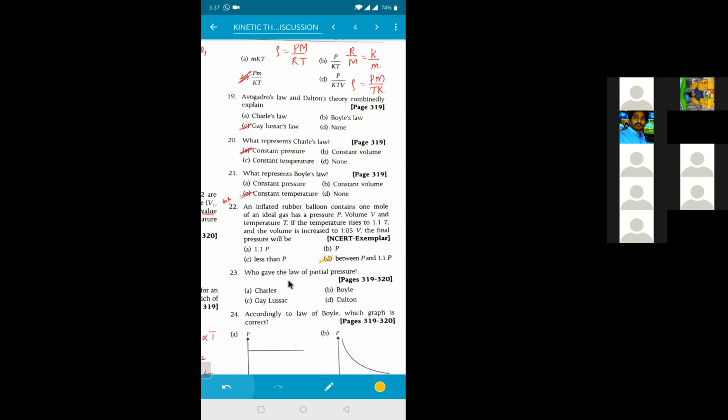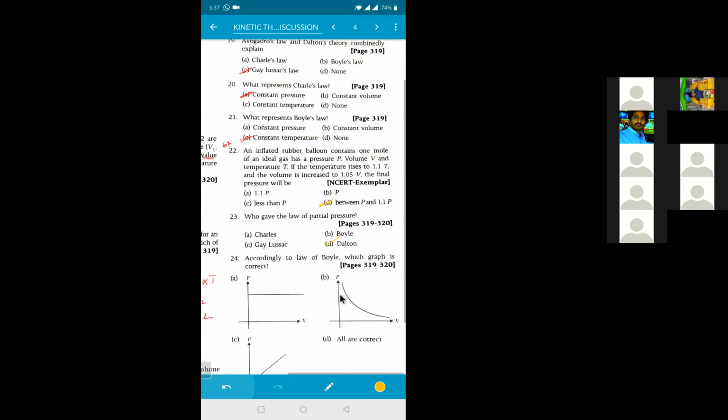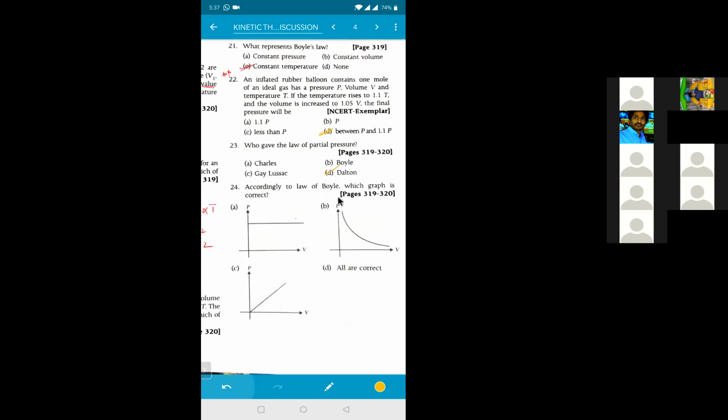Question 23. Who gave the law of partial pressure? Charles, Boyle, Gay-Lussac, and Dalton. These are Dalton's questions. Partial pressures, it is Dalton. Then, according to the law of Boyle, which graph is correct?